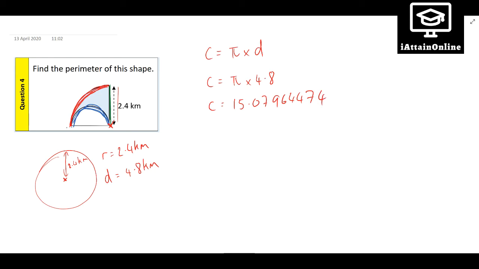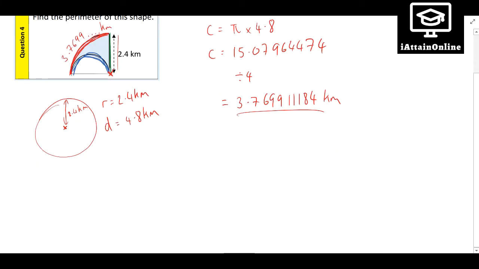I have a quarter of a circle here. That arc is a quarter of the way round the circle. So I'm now going to divide that by 4. And that tells me the length of the red arc, 3.769911184, and that's in kilometers. So that length here is 3.7699 kilometers. So that's that length there. I'm going to leave that written out in full.